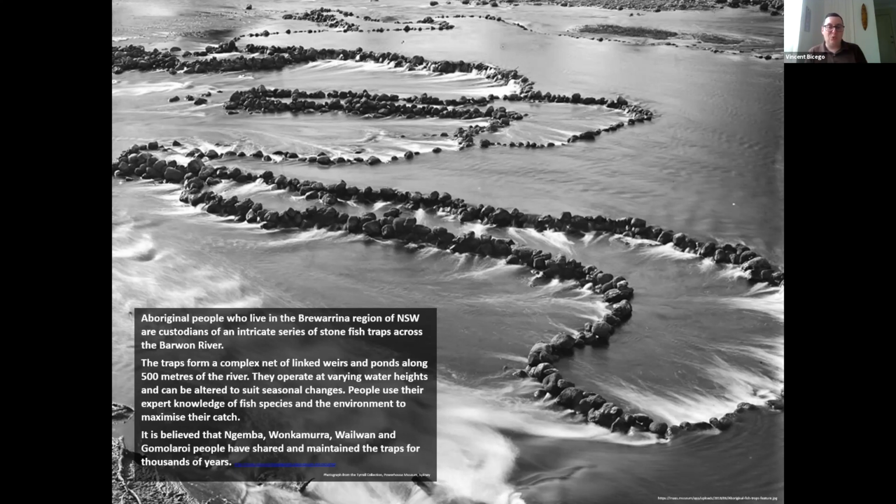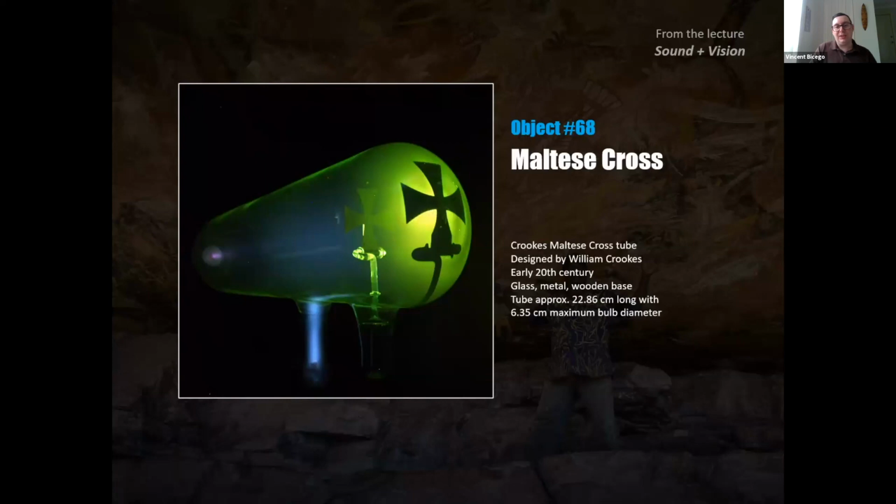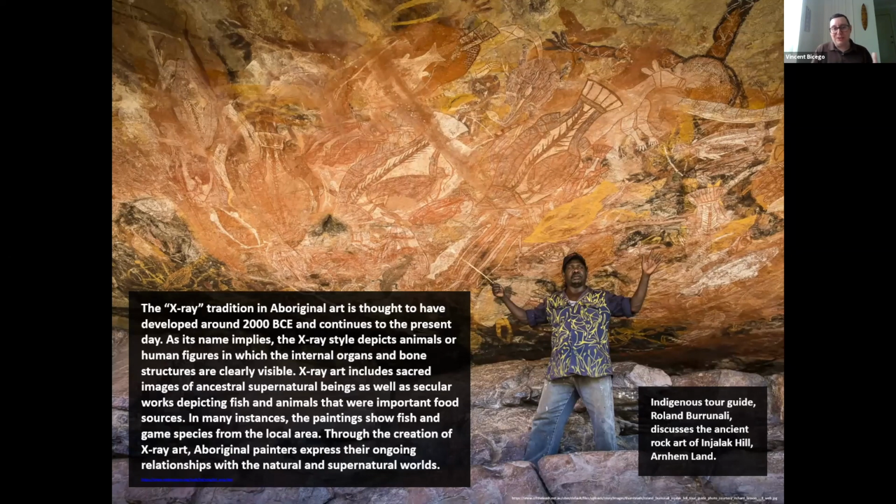So we get the famous Brewarrina fish traps in New South Wales. This is an example of how we were able to segue to Indigenous non-Western examples through some of our officially numbered objects. Even with something like the Maltese cross tube, which of course was responsible for some of the first X-ray photography, we were able to segue into a discussion of the traditions of X-ray art in Indigenous culture. Now, on one hand, there is no historical connection. But once again, this is about building up associations, getting the students to think about precedents and examples from other cultures, and particularly Australian culture, that on some level share this vision.